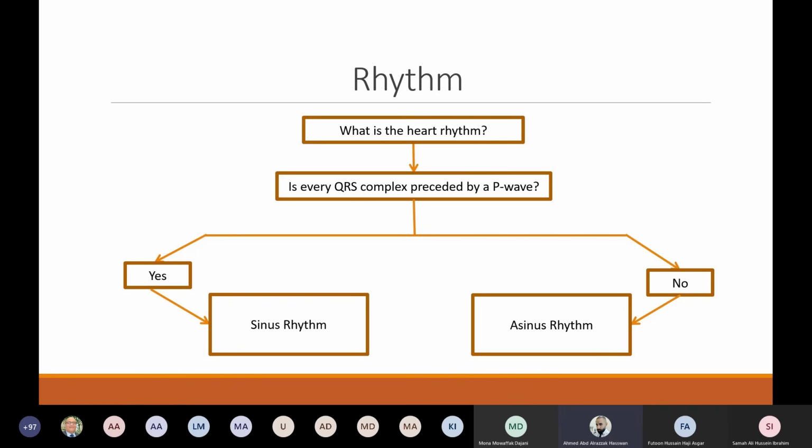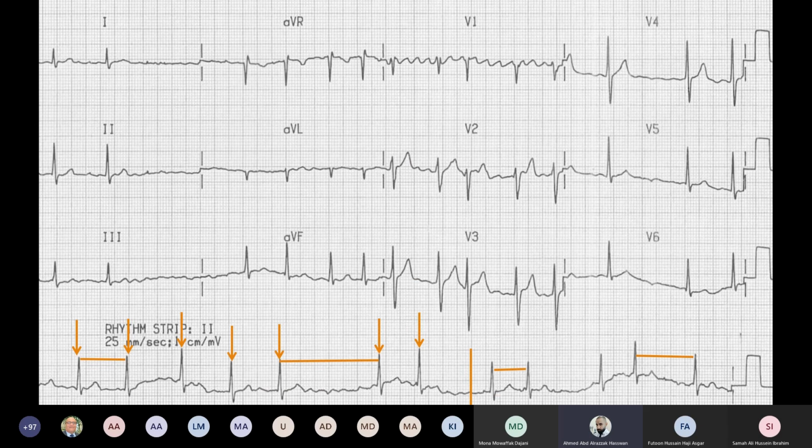Okay, so Mariam, we start with the first QRS complex, okay? So we start counting. Can you see the most left one? Just start before it, or just from the start of the ECG. But usually we start with the first QRS complex that we want to count, okay?